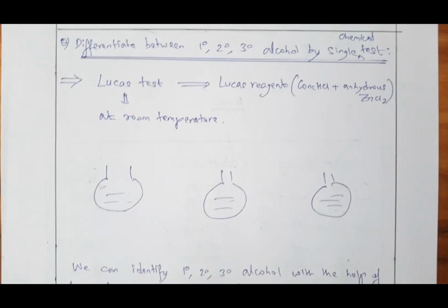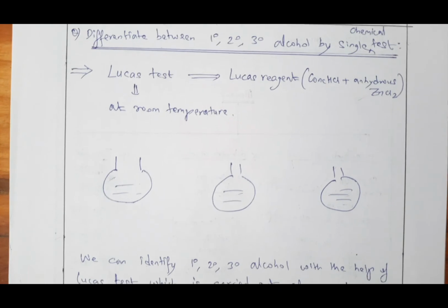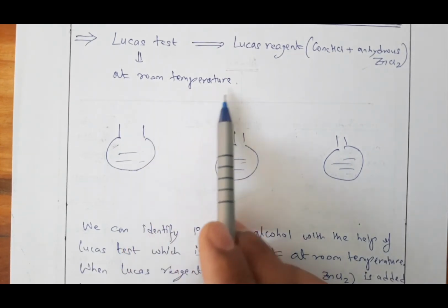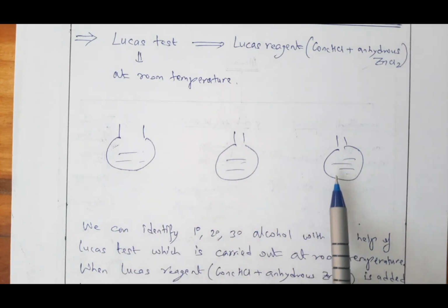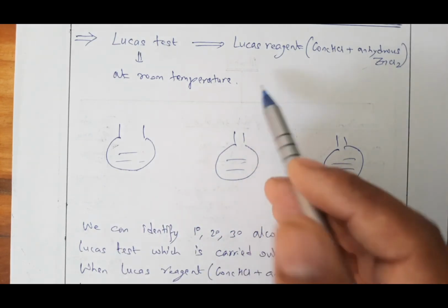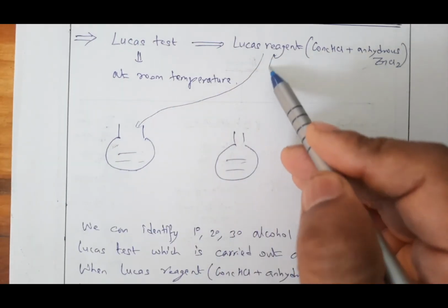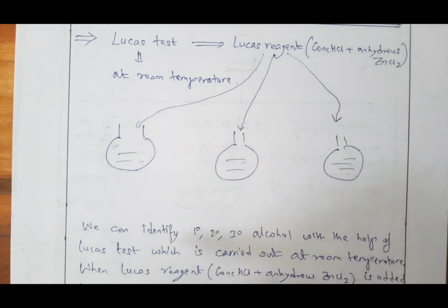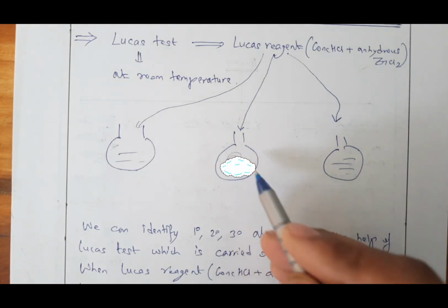So in this test, what we do is we take 3 unknown bottles. You can take the screenshot to make the notes. So in this test, which is carried out at room temperature, we take 3 unknown bottles. Any one may contain primary alcohol, any one may contain secondary and tertiary alcohol. Now what we are going to put in all of them is Lucas reagent. Here also we add Lucas reagent, here also we add Lucas reagent, here also we are going to add Lucas reagent.